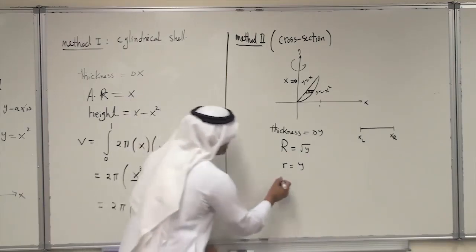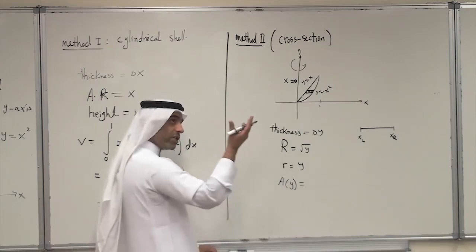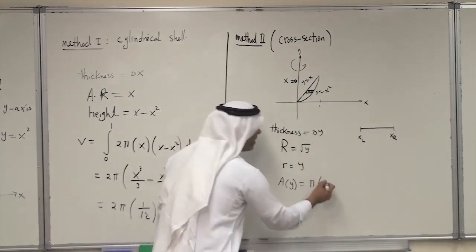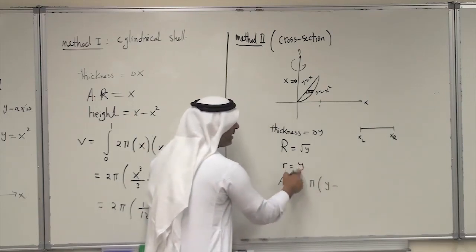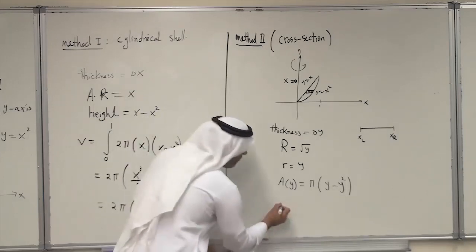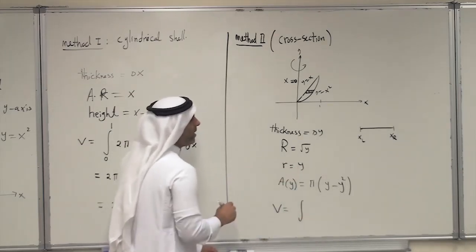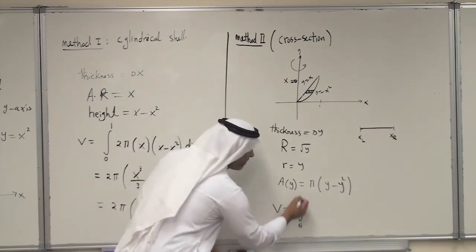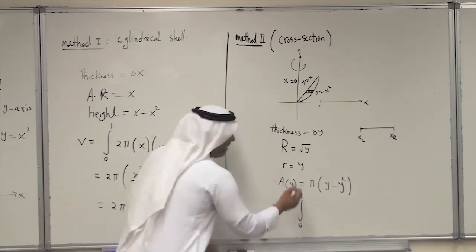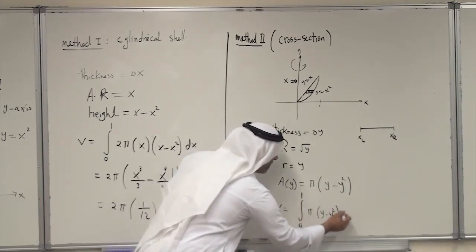The area of the cross-section now, we are talking about a washer. So it is pi times outer radius all squared, that is radical y squared, minus inner radius all squared, that is y squared. Then, to get the volume, simply you need to integrate the cross-section multiplied by dy. So that is equal to what? The integral from 0 to 1, the y-coordinate moving from 0 to 1, of pi times y minus y squared, multiplied by dy.